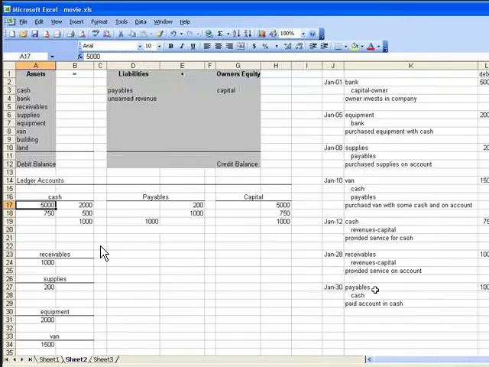Last, we paid some of our debt, so our payables went down. Now, in order for a payable to go down, it needs to be debited, and cash also went down, and that needs to be credited. So on the right-hand side.